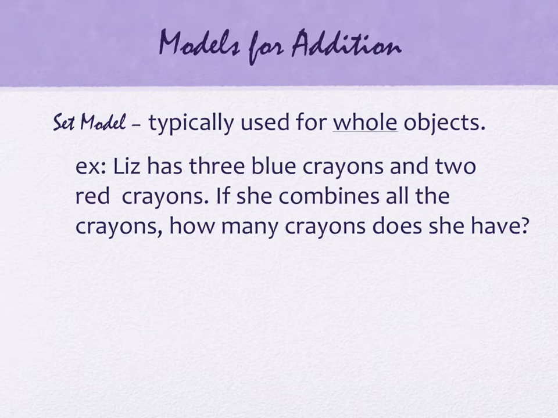A set model is typically used for whole objects, something where we only count a whole object, for example, crayons. It doesn't matter if the crayon's brand new or half used. When you talk about a crayon, you talk about it as though it were a whole object. That's just our context. So this is an example of a set model problem. Liz has 3 blue crayons and 2 red crayons. If she combines all the crayons, how many crayons does she have?